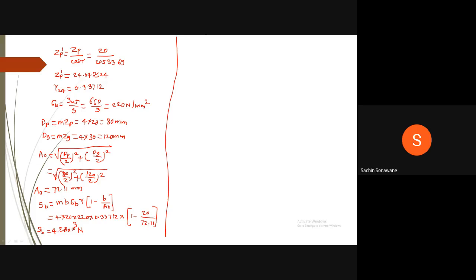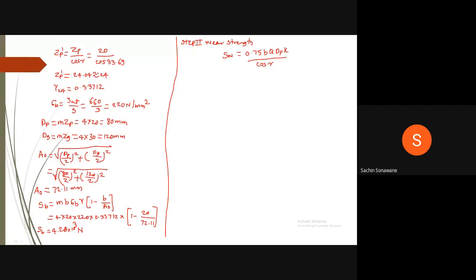Now we will calculate wear strength. Step 2: wear strength. What is the formula of wear strength? First of all, we will write down the formula and then we will find out the remaining quantities. SW is equal to 0.75 b Q dp K divided by cos of gamma.